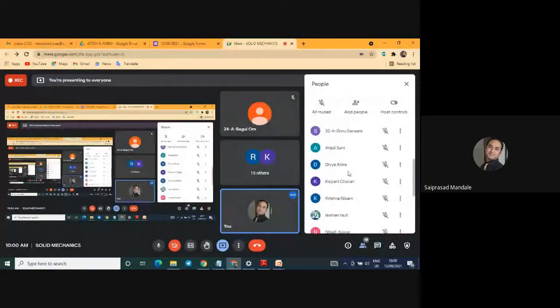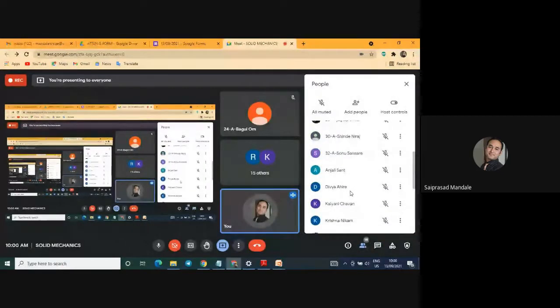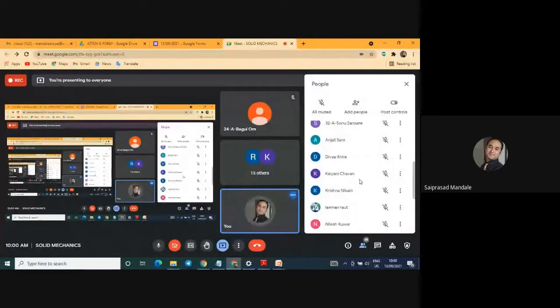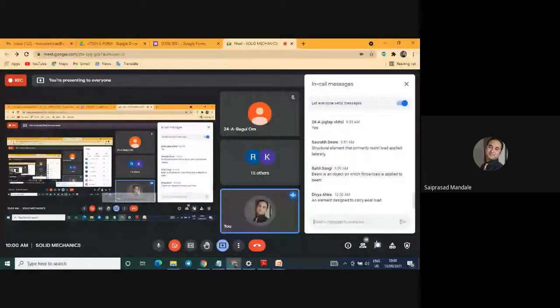Anjali Sant, Divya Ahire, Kalyani Chauhan. Divya Ahire is saying an element designed to carry axial load. Okay, axial load. You are on the track, but you are not correct. Well tried. Good, Divya Ahire.